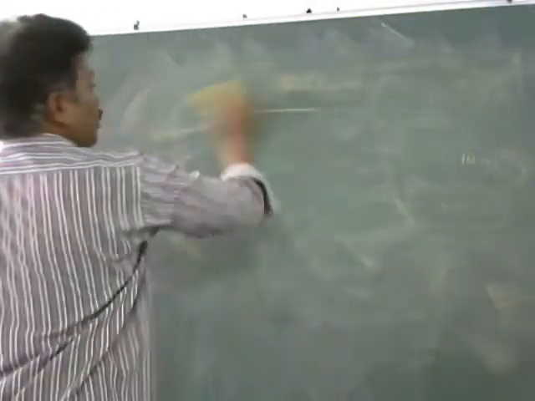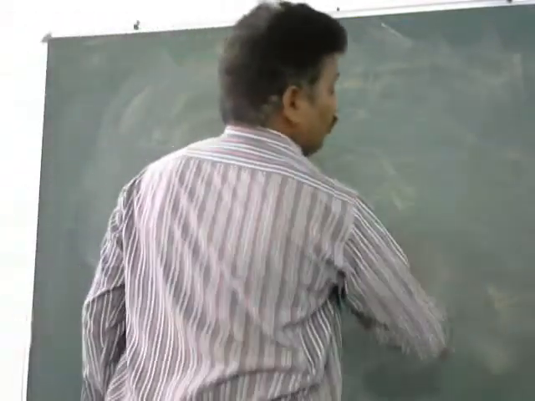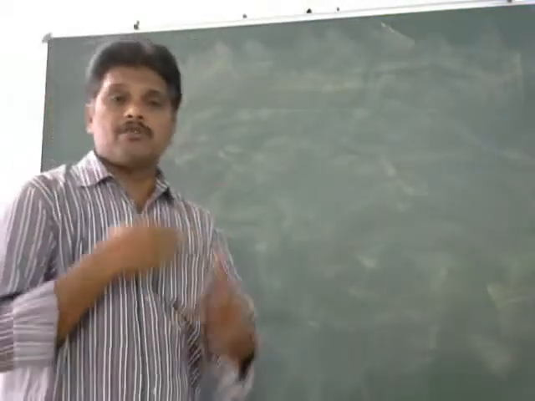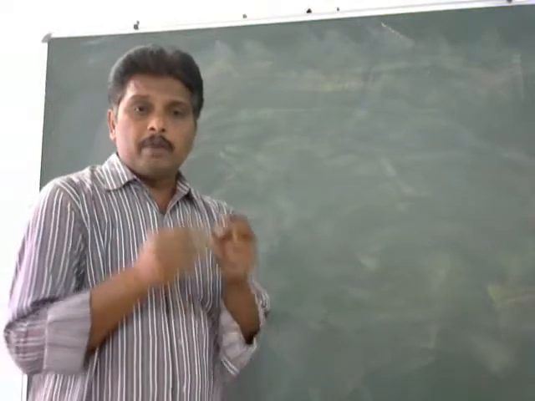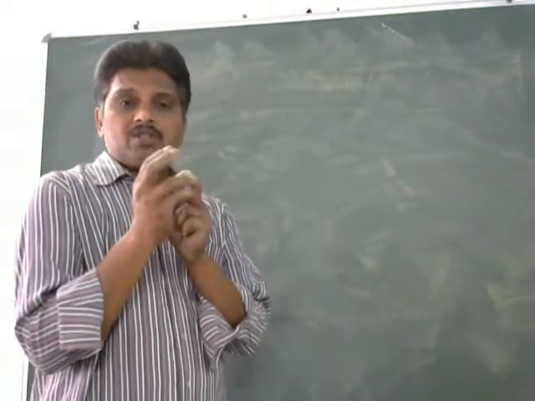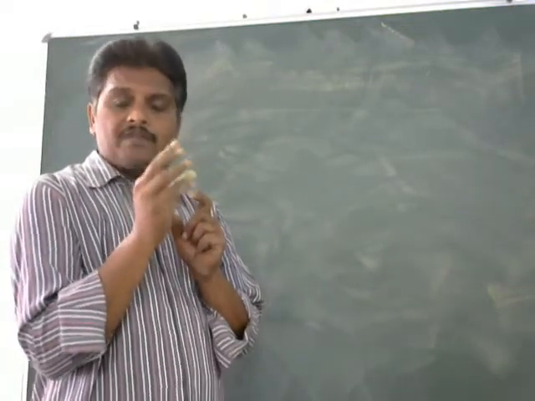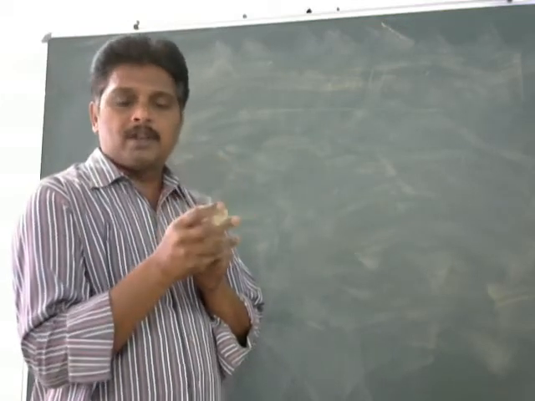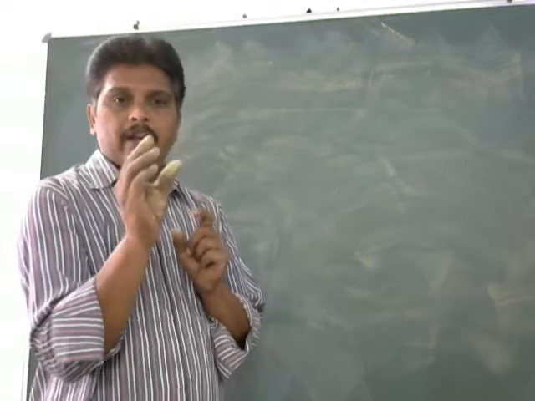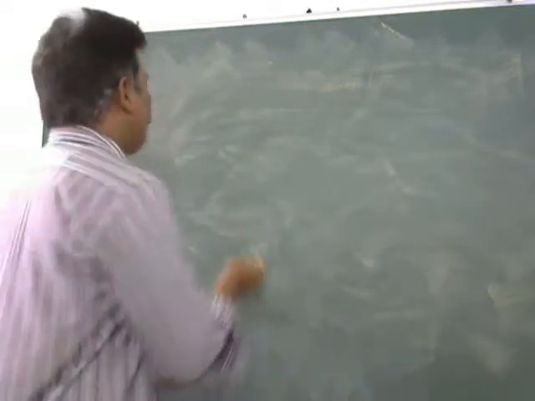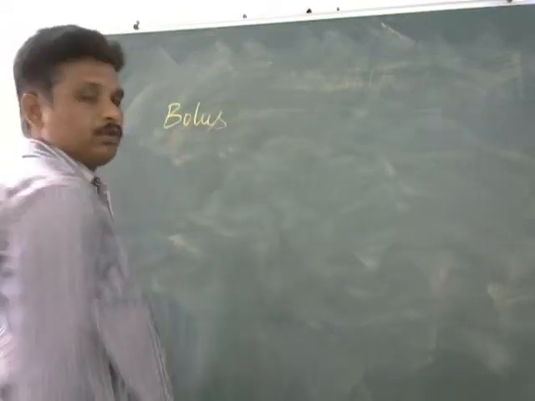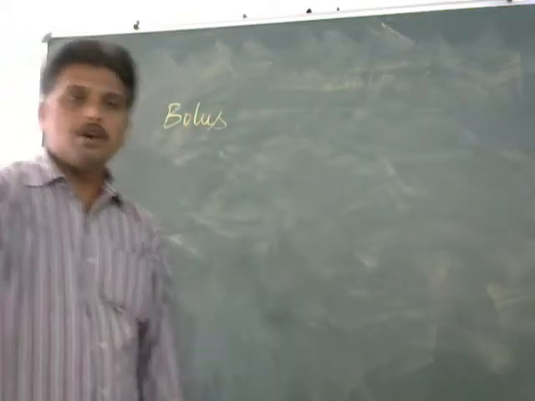Now the food is thoroughly masticated. By the time mastication is complete, the food becomes soft and slippery and forms a roundish structure called a bolus.